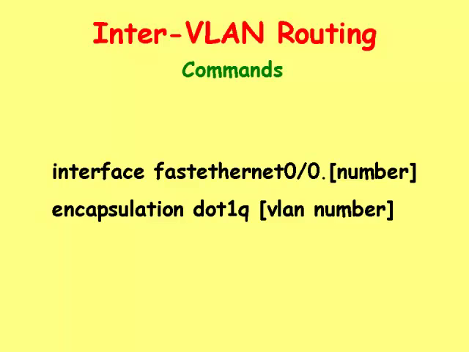The router's interface is configured using the commands interface FastEthernet 0/0.x, where x is some arbitrary number. Most people will use the VLAN number that it represents. Also, we need to use the encapsulation dot1Q followed by the VLAN number.